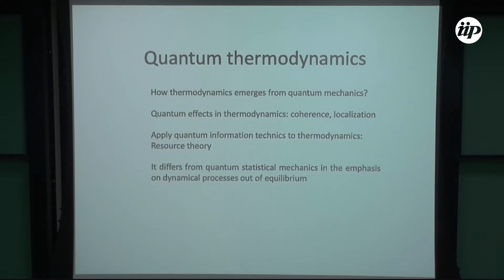Quantum thermodynamics differs from quantum statistical mechanics because the emphasis is on the dynamical process out of equilibrium. Also, people in quantum thermodynamics try to use not many-body systems, and sometimes take one atom and use it to make heat and work. These are the several ideas that people are trying to solve in quantum thermodynamics. And of course, if you take a basic book of thermodynamics, the definition of thermodynamics is the connection or the relation between work and heat.